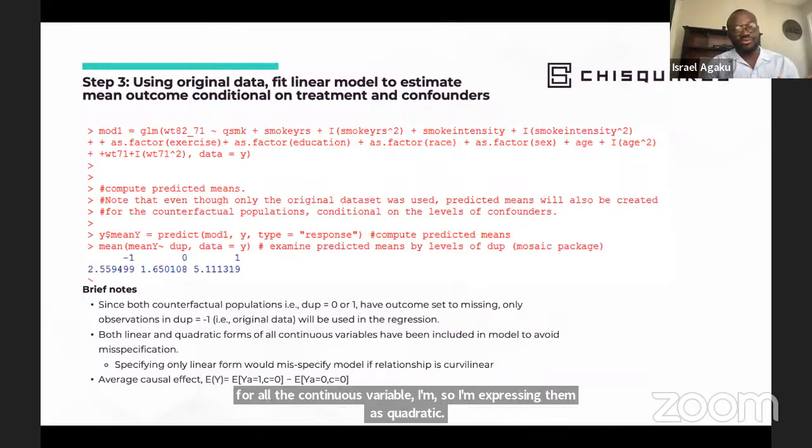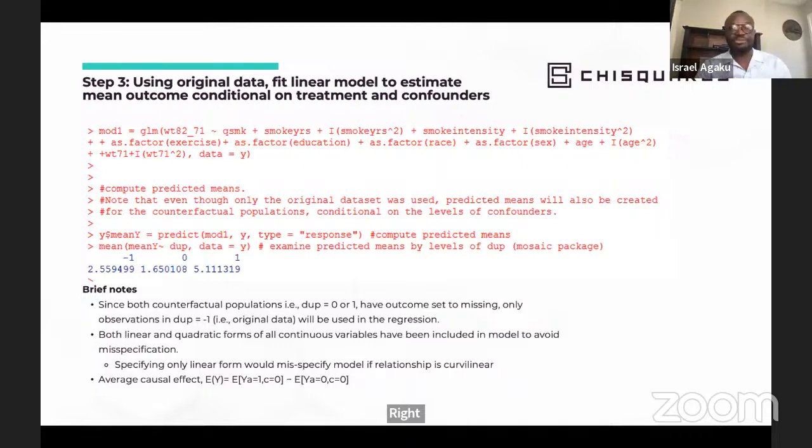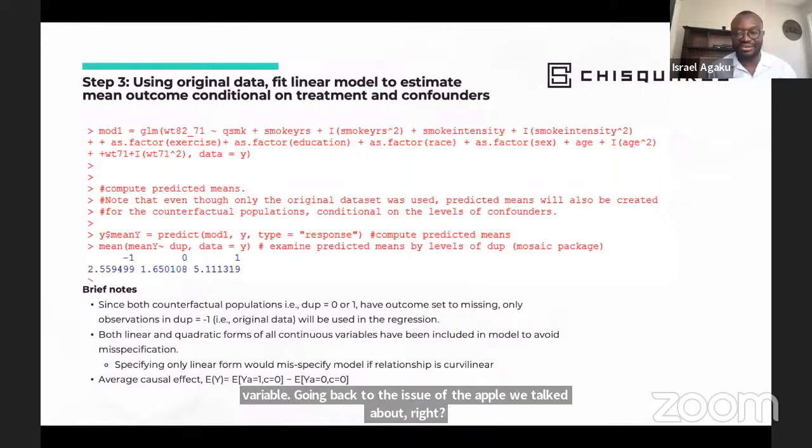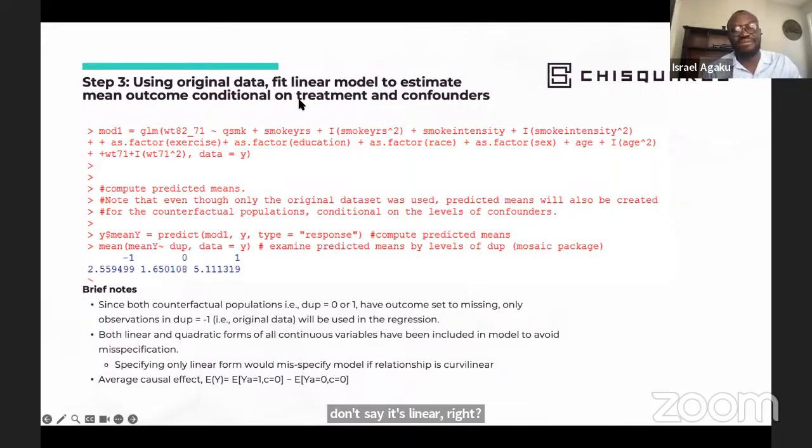If the variable was originally linear and I captured it in a quadratic form, that is still fine, right? However, if the variable was quadratic in the real world and I captured it as a linear variable, I have a problem because I have just misspecified that variable. Going back to the issue of the apple we talked about, right? If it's red, don't say it's green. If it's quadratic, don't say it's linear, right? So for all the continuous variables here, I have just expressed them as quadratic just to ensure that I'm not misspecifying the variable. So all I'm doing here is fitting the regression model with my data set Y.